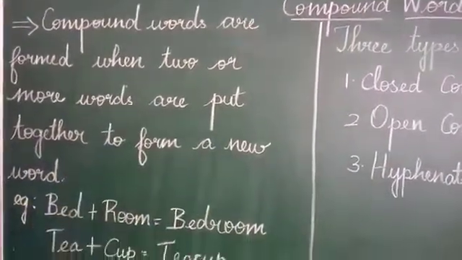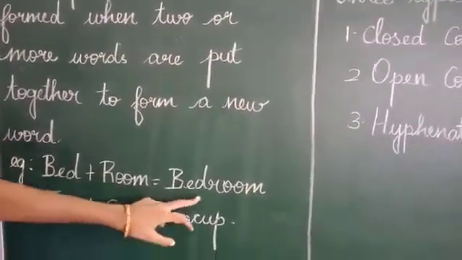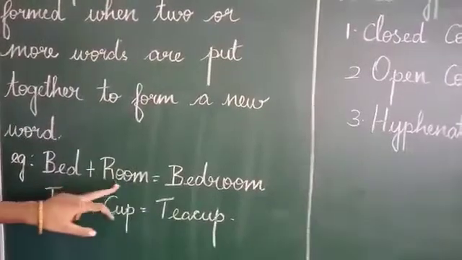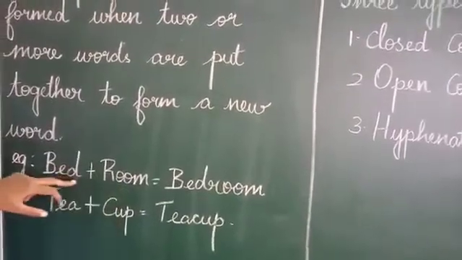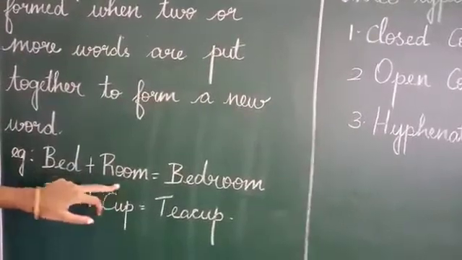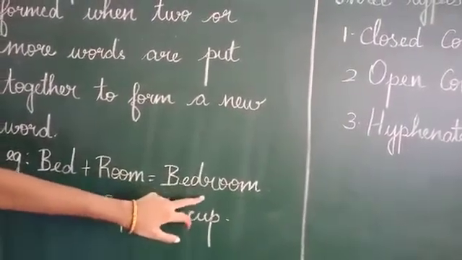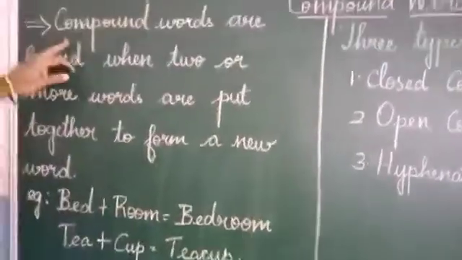For example, for compound words, bed plus room, bedroom. Bed is one word and room is another word. If you say bed, it gives one meaning. Room also gives another meaning. And combined they form a new word and a new meaning, that is bedroom. So this is a compound word.